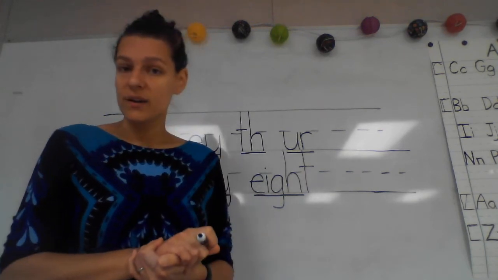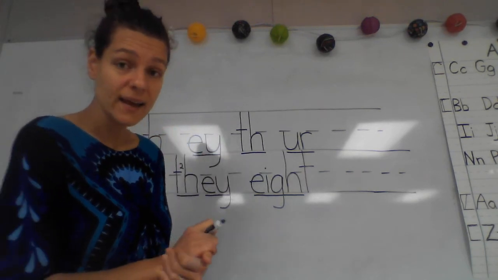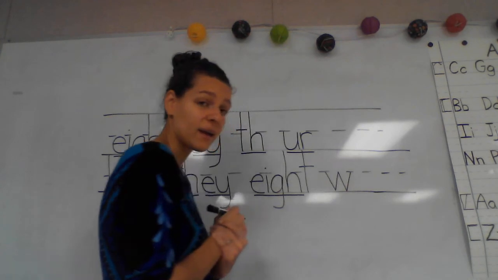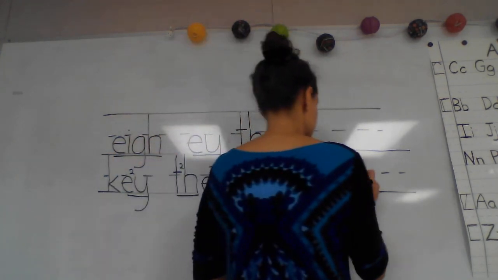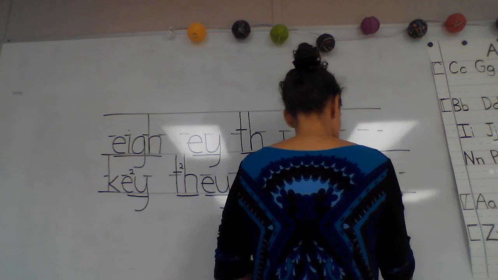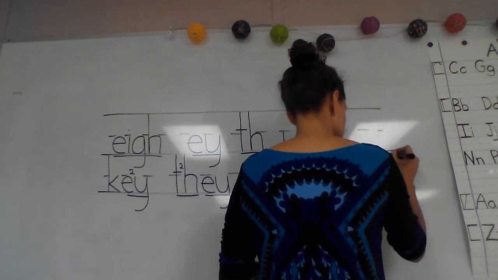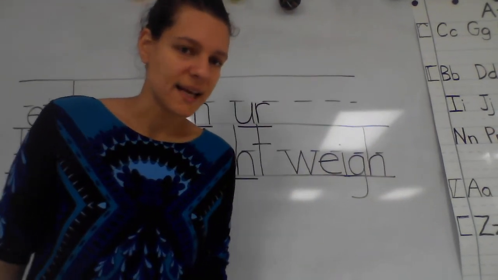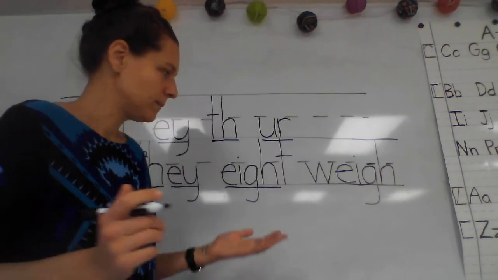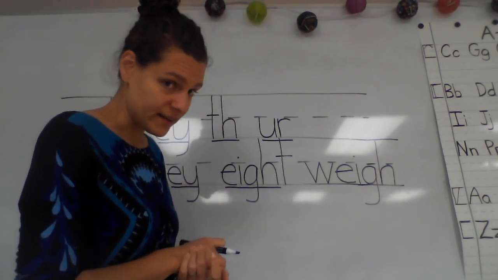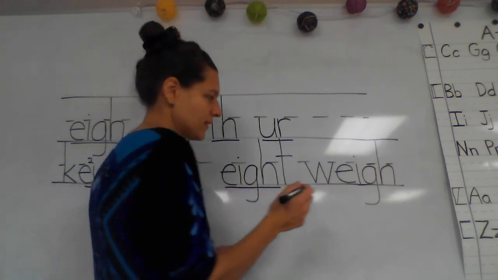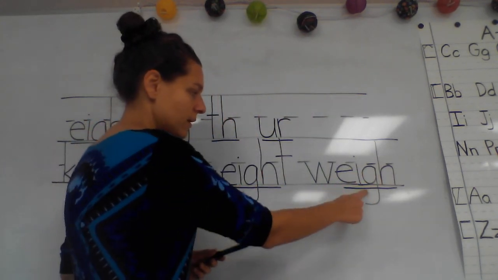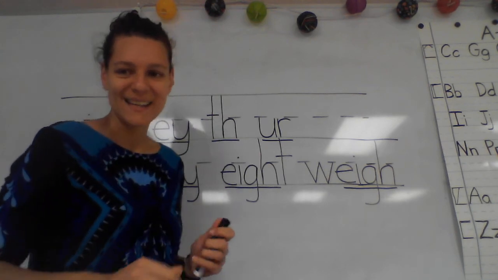Put your finger under that first phonogram in weigh. What does it say? Good, w. Good, A. Which A? Good, A, 4-letter A. All right, make sure your word looks like mine. Underline any phonograms that are 2 or more letters. And we'll say our sounds and put them together. All right, nice work, 2nd grade.